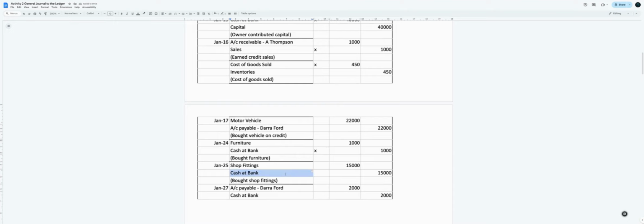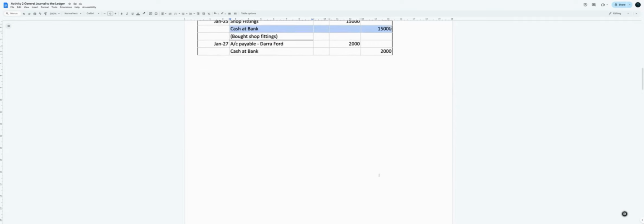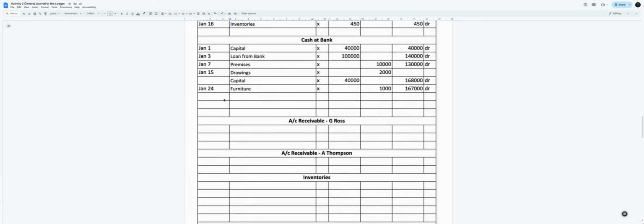So on the 25th, 15,000. On the 25th, 15,000. So January 25, 15,000 credit. So this is going to decrease our figure again. So looking at that, 167,000, take away 15,000 will give you 152,000 DR, double checking my maths on that one. 7, 6, yes.